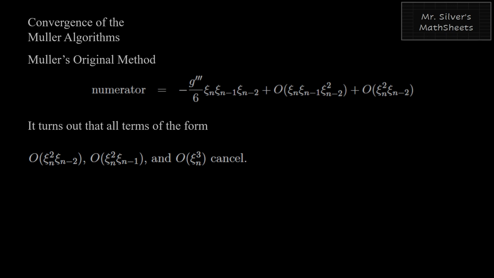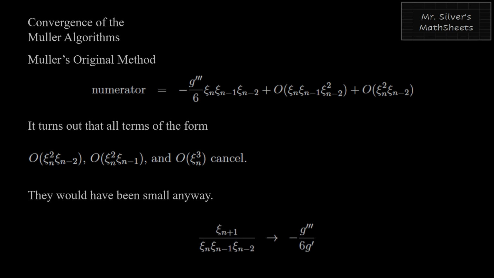it doesn't really matter. The point is that the order of convergence is the sum of the three previous error terms multiplied together, just like in the Muller Blunder method. We get the same result. We get the 1.839 convergence rate, same as before.